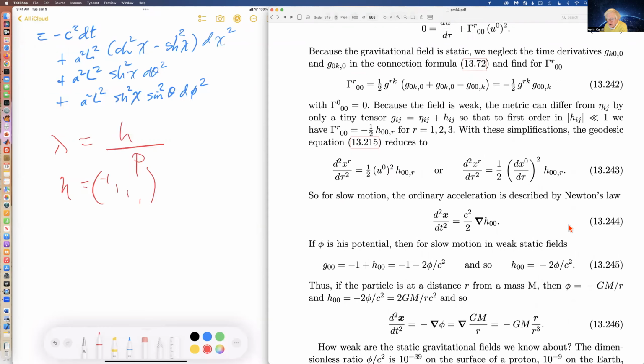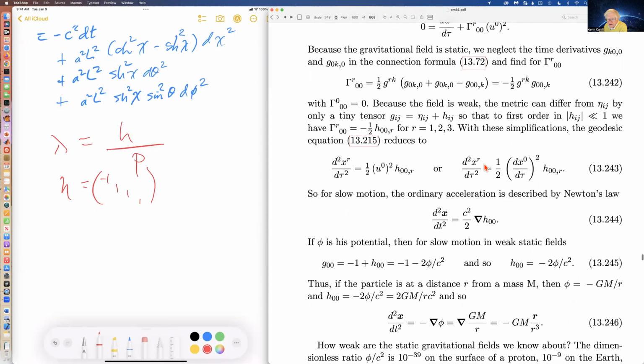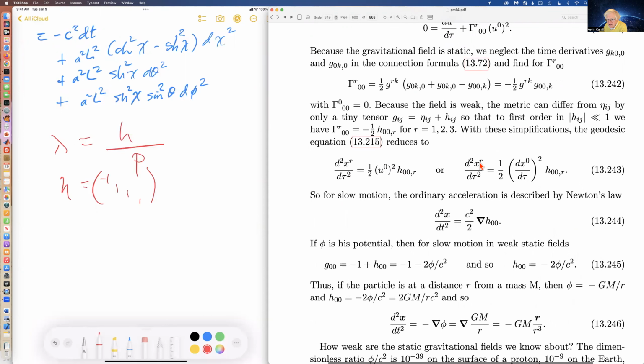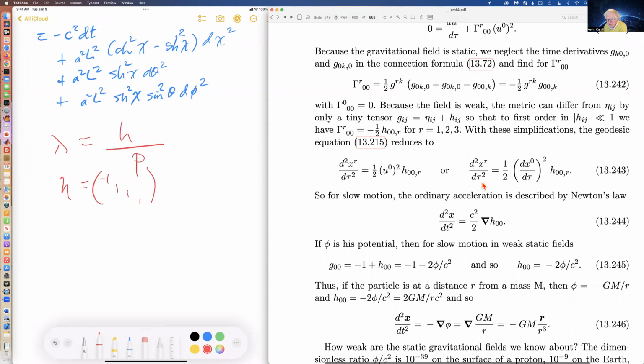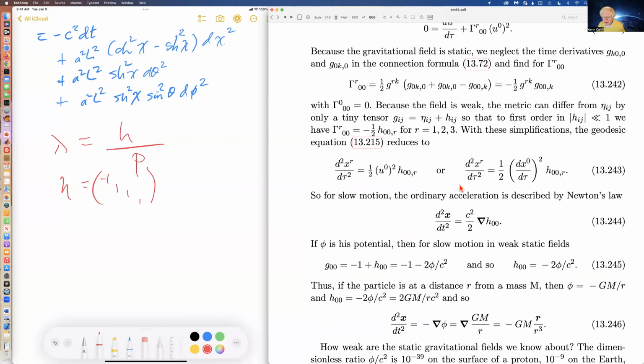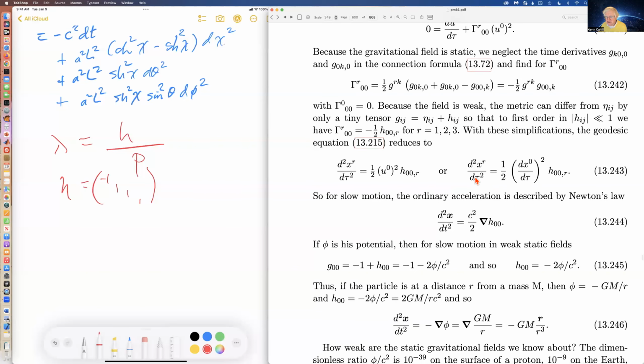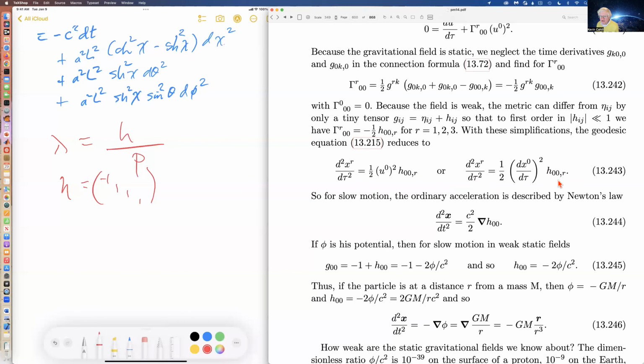So for slow motion, what we have is the second derivative of x with respect to t. We say when the motion is very slow, dτ is just c dt. So we just get dt squared here, and so we just have c squared times the gradient of h00.